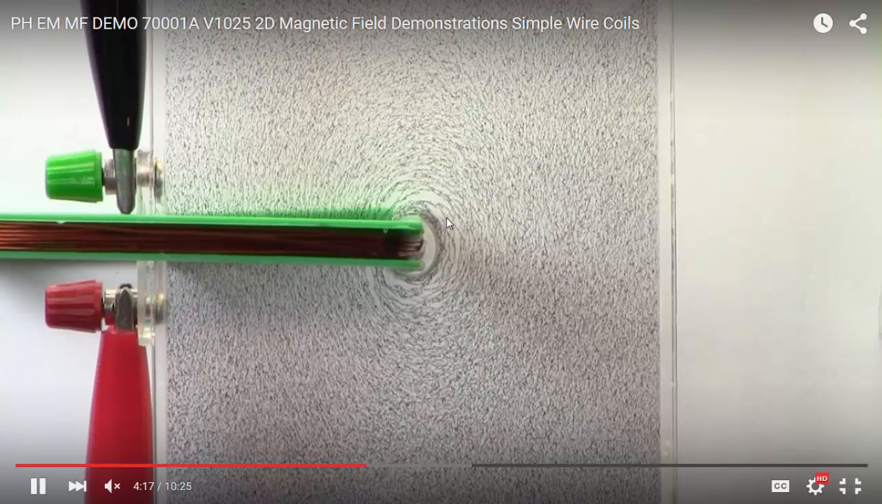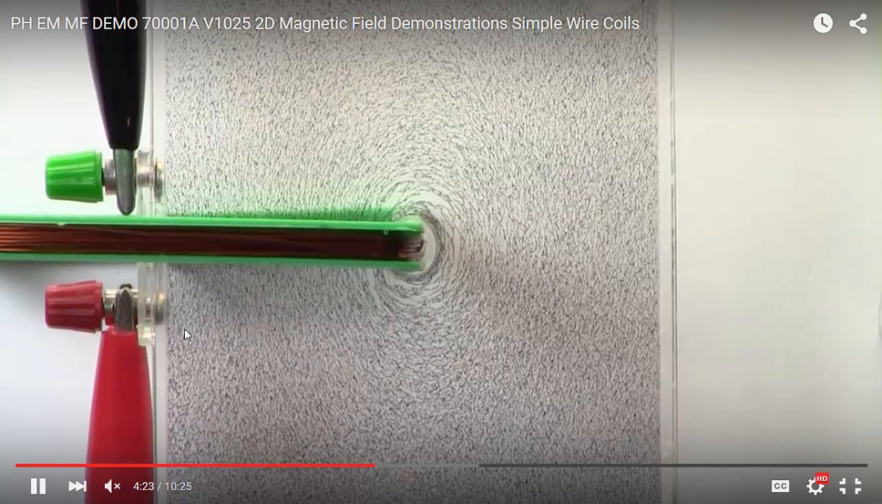The other thing to note is that these seem to be forming loops, if you can tell, that they all turn in a sort of circular pattern around it. And this is something we'll want to keep in mind, that the magnetic field lines, which will be indicated by the direction of the iron filings, loop around the wire.